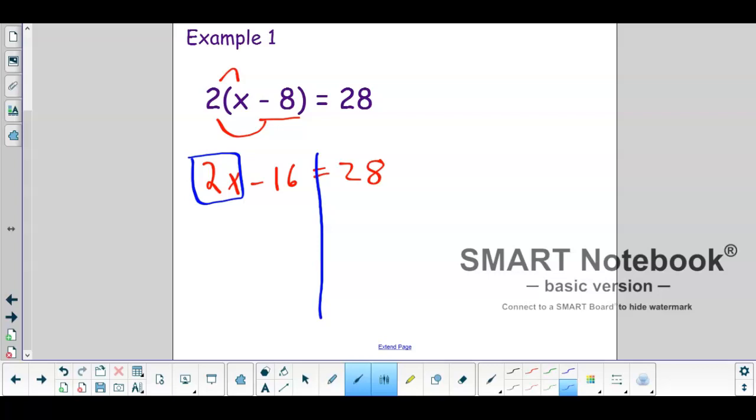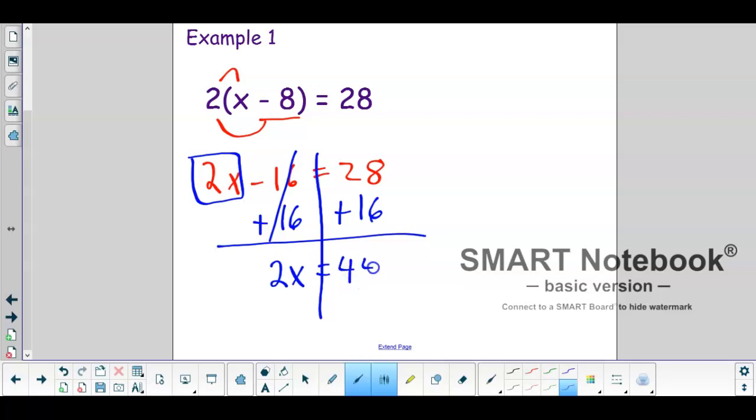So what's being done to my 2x? It's being subtracted by 16. I now know that the opposite of minus 16 would be to add 16 to both sides. Again, whatever I do to one side to cancel and drop down what I need to solve, I do to the other side in my calculator. 28 plus 16 would be equal to 44.